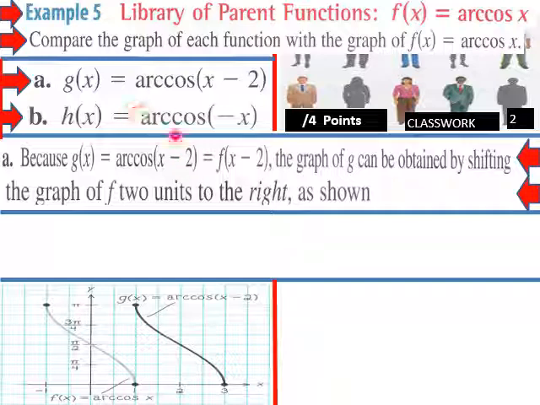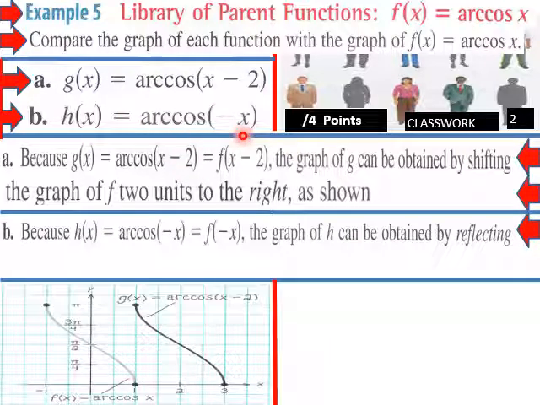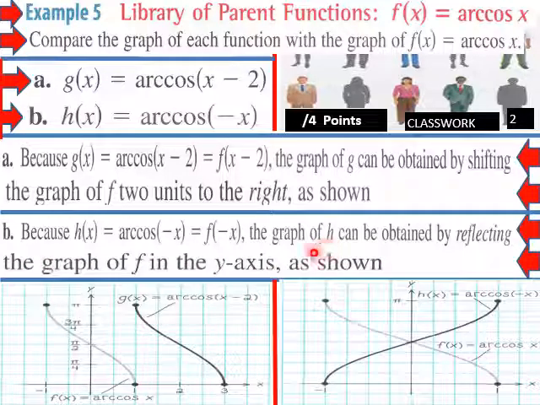And then we have h of x equals arc cosine of negative x. Because h of x equals arc cosine of negative x equals f of negative x, the graph of h can be obtained by reflecting the graph of f in the y-axis. So this is arc cosine of x, and this is arc cosine of negative x. We have a reflection in the y-axis.